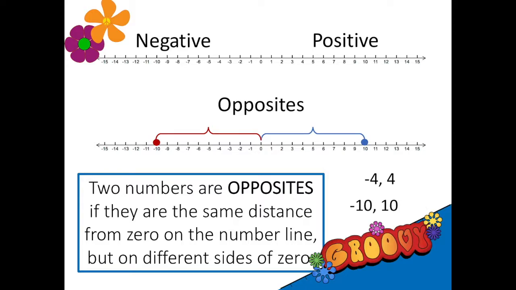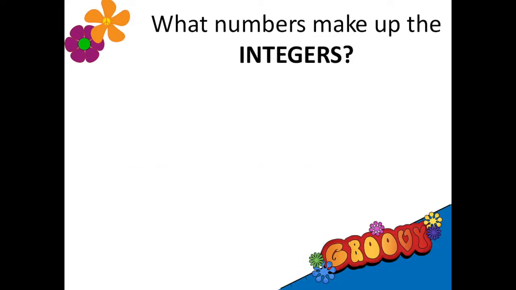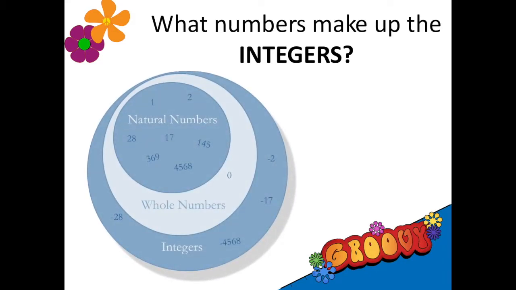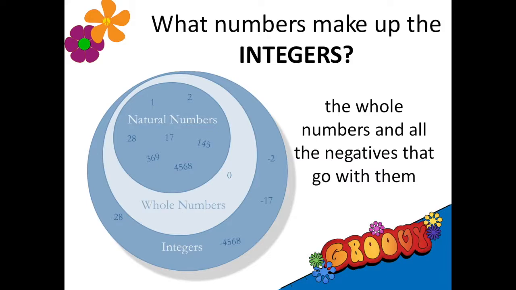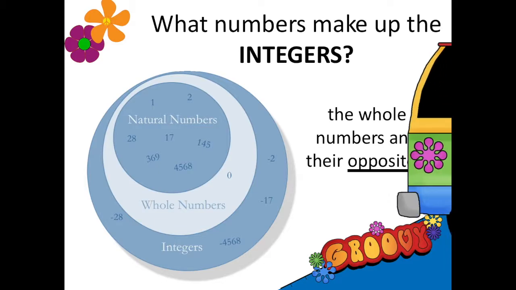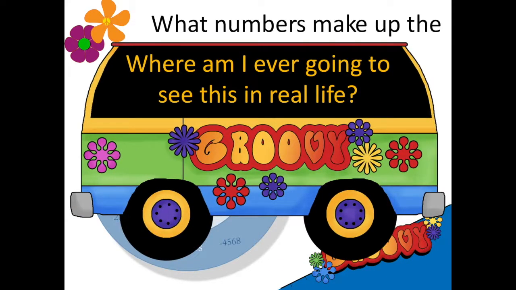So here's a question. Do you remember what numbers make up the integers? In the History of Numbers lesson, we took a trip back in time to see how our mathematical toolbox of numbers has developed, and we discovered that the integers are the whole numbers and all the negatives that go with them. With the concept of opposites, we can simplify that definition and say that the integers are all the whole numbers and their opposites.